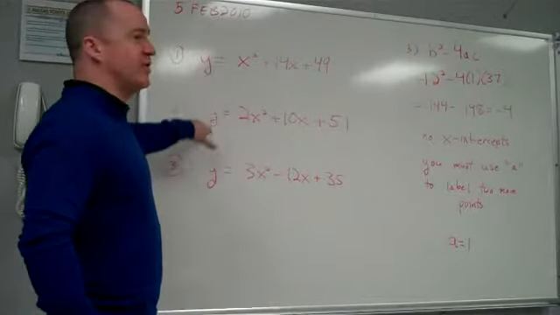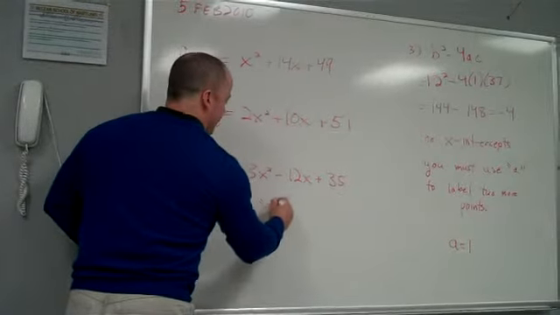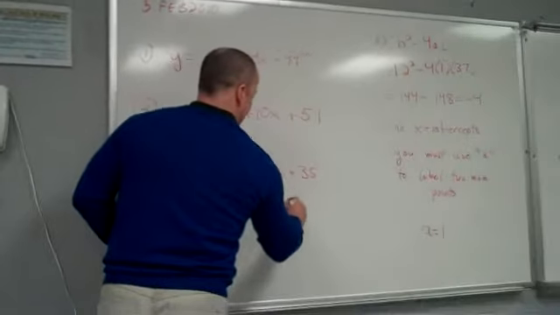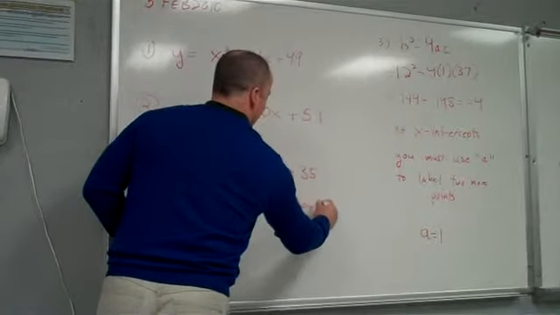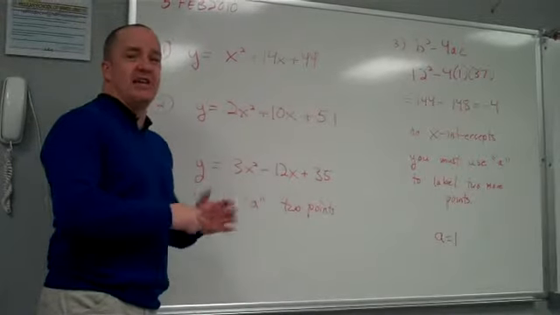But I tried to pick 3 with no x-intercepts. So remember, you're going to have to use a point for the 2 points on every single one of these. If you've got 1 or 0 x-intercepts, you need to use A. I need 4 points.